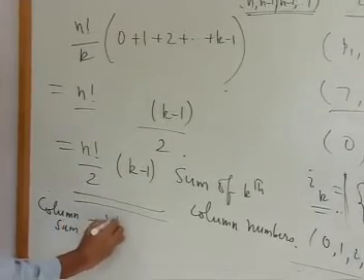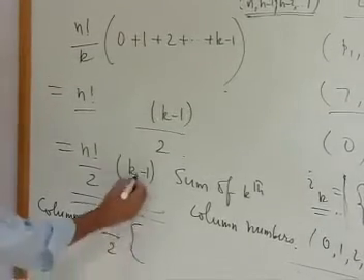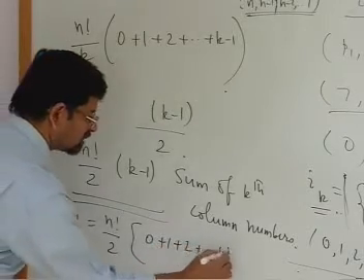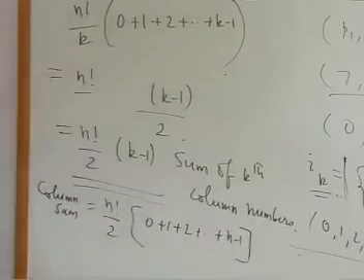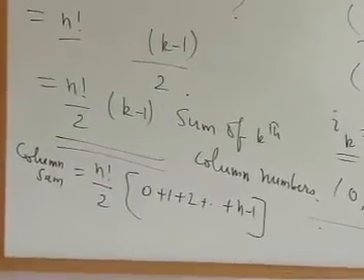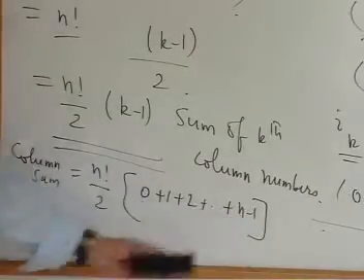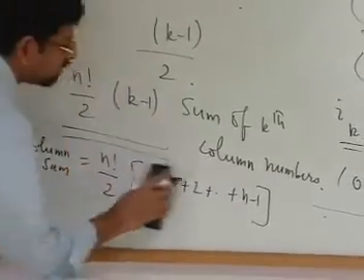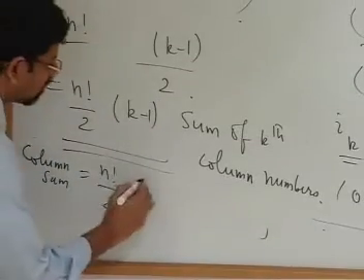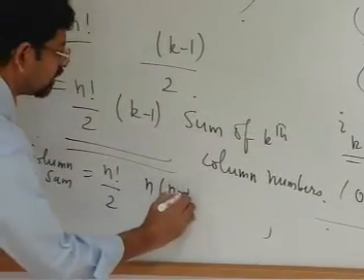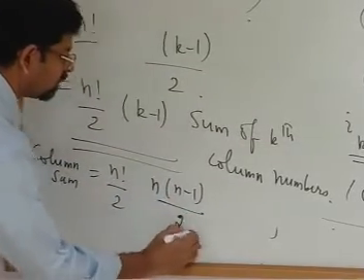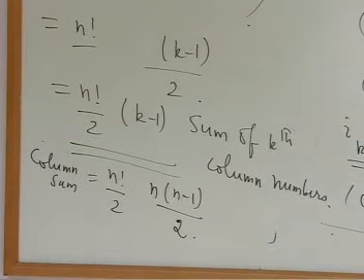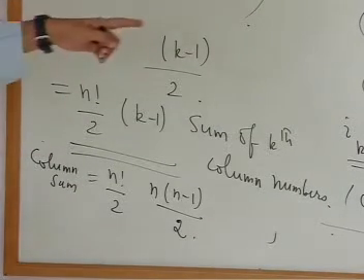equal to factorial n by 2 into the sum over k equal to 1, 0 plus 1 plus 2 plus up to n minus 1. So, 0 plus 1 plus 2 up to n minus 1. This is the nth column sum. This is nothing but n into n minus 1 by 2. Okay, n into n minus 1 by 2. So, this is the overall sum.